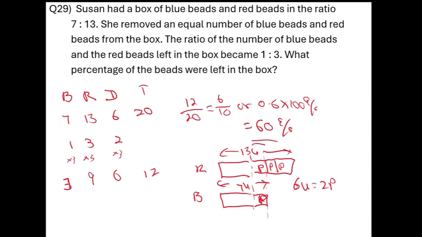6U is equal to 2P. Straight away we see what is the number of beads. If I convert everything to U, 2P is equal to 6U. How many P do I have here? 1P, 2P, 3P, 4P. In the end, there's 4P. So 4P is equal to 12U. Initially, how many U did they have? 7 plus 13, so it's 20U. So 12U over 20U is equal to the same thing, 6 over 10 or 60%.